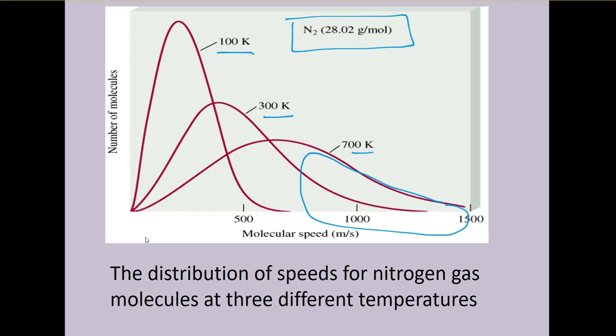So again, you still have some renegades that are traveling slow, but overall, we have more molecules traveling faster at a faster temperature. And remember, we use temperature to measure kinetic energy. So as my temperature goes up, my kinetic energy goes up, and my molecules will move faster. It's a direct relationship.